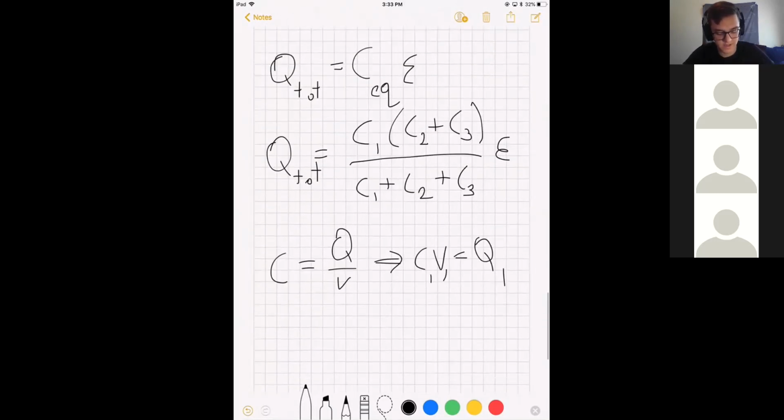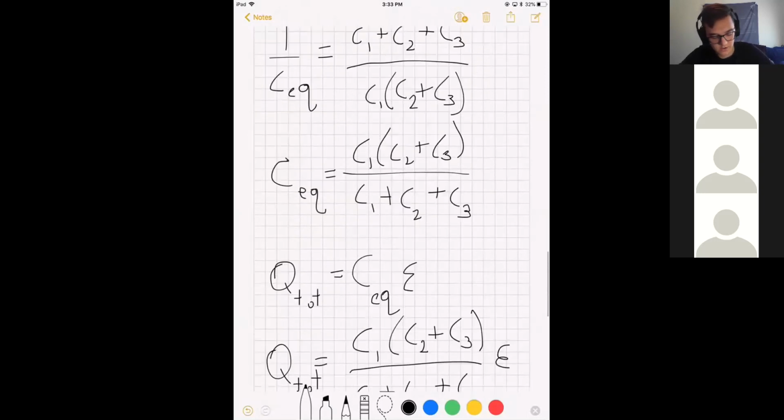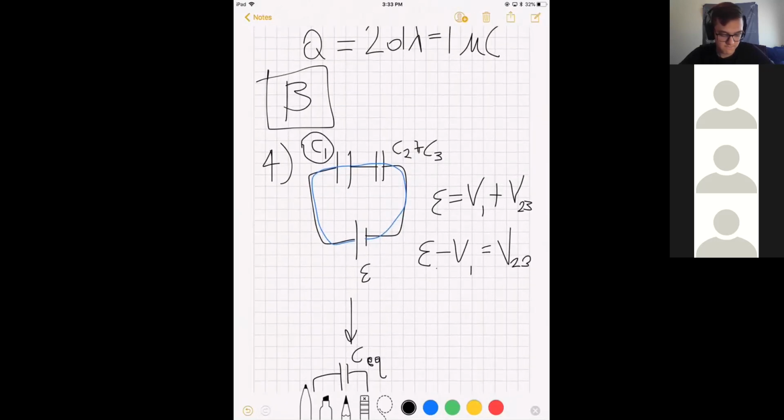Okay, so here's the deal. Q1 is going to be equal to Q total. So how do I know that? Well, we said that. Is that even right? Sorry, I need to check my notes. Yeah, that's right. Why is that right?